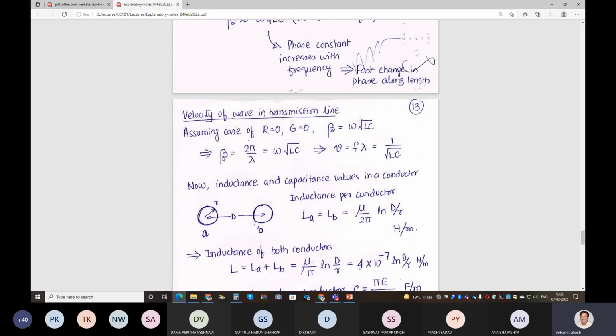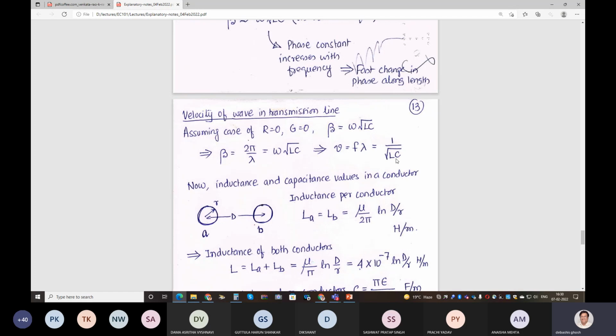It gives you the phase change per length, where lambda is the wavelength. So in one wavelength, you will have 2 pi phase change. That means beta is equal to 2 pi by lambda, which is equal to omega into root over LC. And you know what V is: velocity is equal to F into lambda. Hence, putting omega equal to 2 pi F, you can see that V is equal to 1 by root LC.